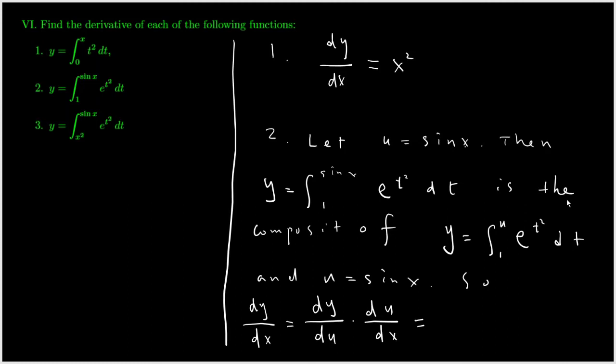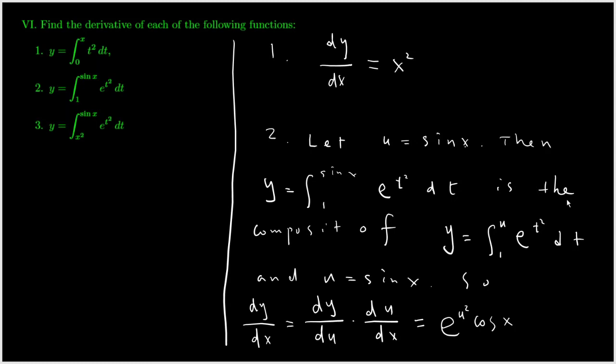Anybody want to tell me dy over du using FTC? Yeah, it's essentially the integrand as a function of u. It's e to the power of, you do not write t squared, you write u squared. And then du over dx, the derivative of u with respect to x, is the derivative of sine of x, so it is cos of x, right?